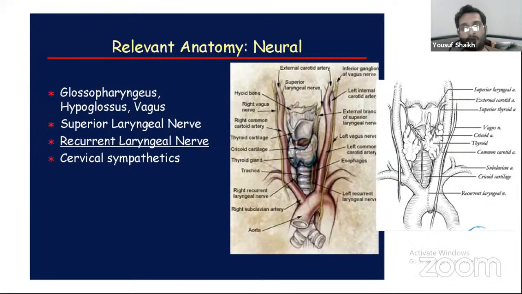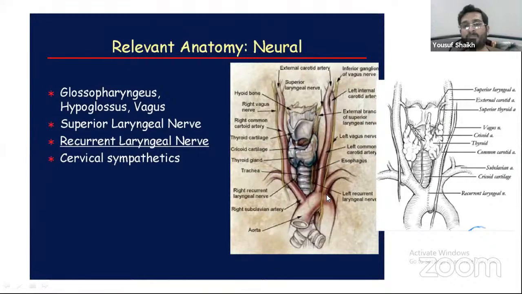But in the event of an injury, because of the extensive venous network, the veins can be ligated or coagulated without any significant sequelae. In this region, the nerve that needs to be protected, of particular importance, is the recurrent laryngeal nerve. We know that the recurrent laryngeal nerve tends to hook around the subclavian artery on the right side. And for this particular reason, it is said that the recurrent laryngeal nerve is more at risk of injury on the right side relative to the left side.